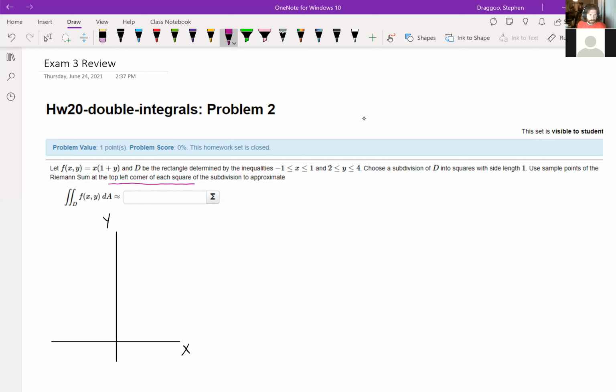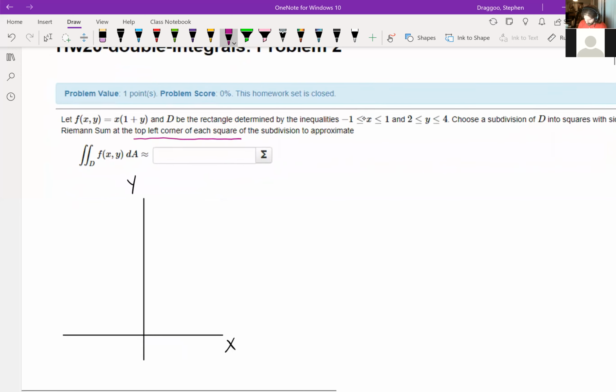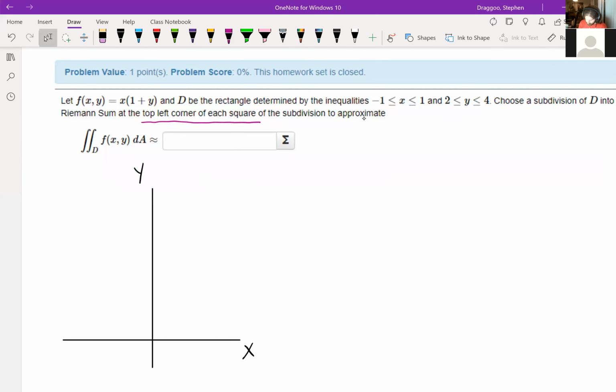So this particular example is going to ask us for the top left corner, but you know, an exam question might ask for a different corner of each one of these squares. Just make sure you pay attention to which corner we're going to ask you for. But like I said, our particular one happens to be the top left corner. So I'll just sketch out a shape real quick. X goes from negative 1 to 1. 1, 2, 3, 4. Y is going to go from 2 to 4.